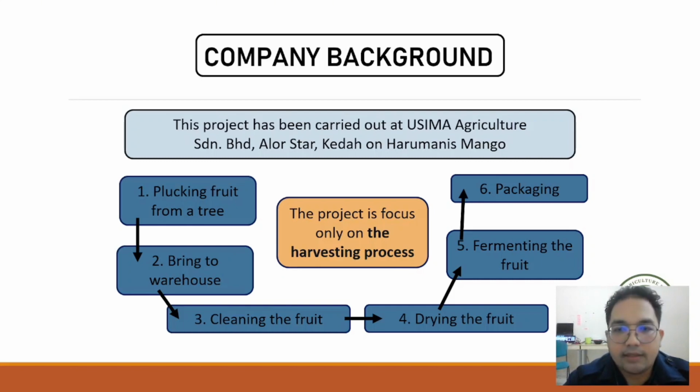There are mainly 6 main tasks in the harvesting process. First is plucking fruit from a tree, bring to warehouse, cleaning the fruit, drying the fruit, fermenting the fruit, and packaging. Basically, we will only focus on cleaning the fruit as a subtask.